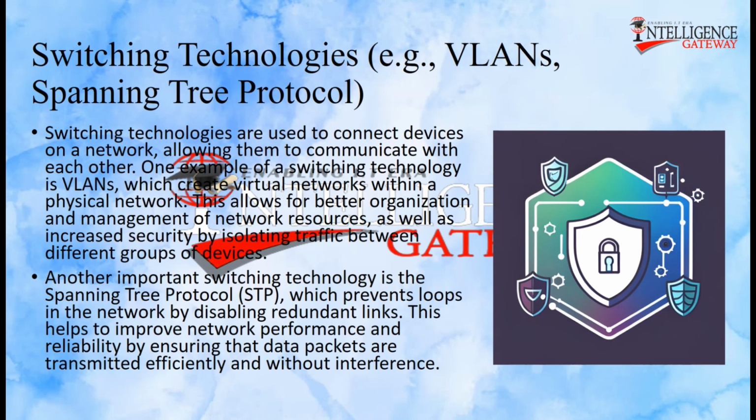Switching technologies are used to connect devices on a network, allowing them to communicate with each other. One example of a switching technology is VLANs, which create virtual networks within a physical network. This allows for better organization and management of network resources, as well as increased security by isolating traffic between different groups of devices. Another important switching technology is the Spanning Tree Protocol (STP), which prevents loops in the network by disabling redundant links. This helps to improve network performance and reliability by ensuring that data packets are transmitted efficiently and without interference.